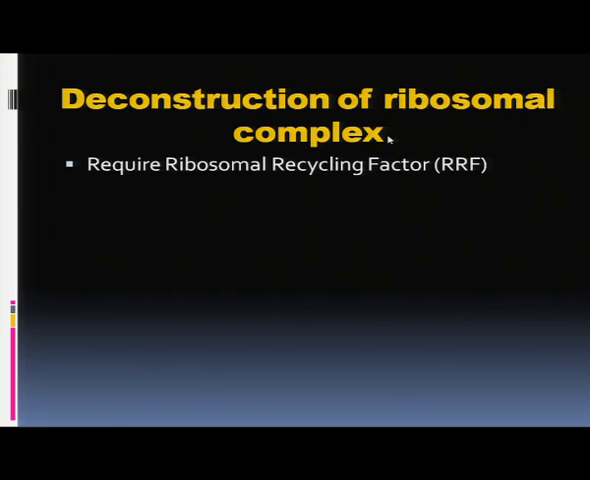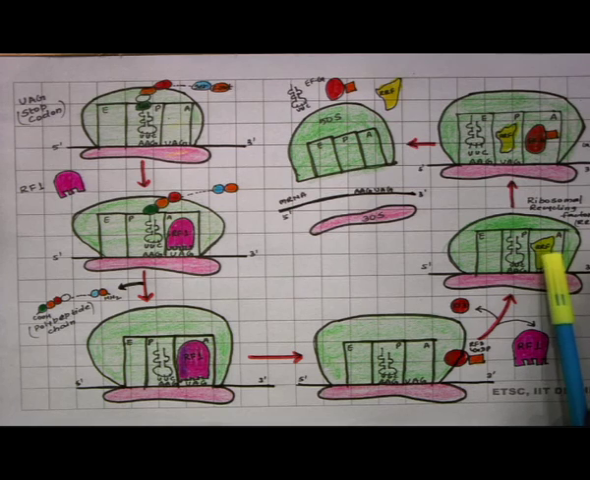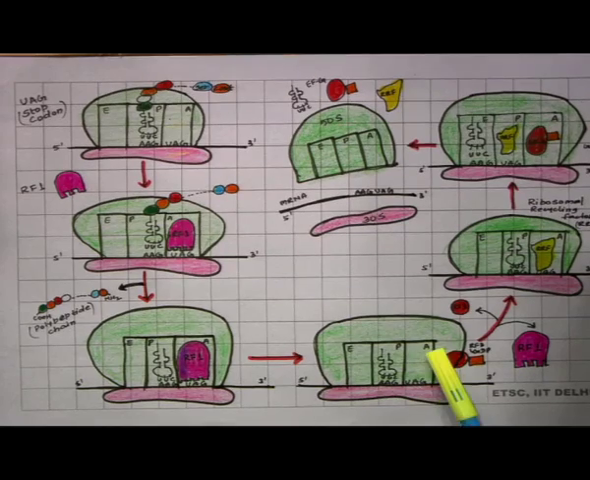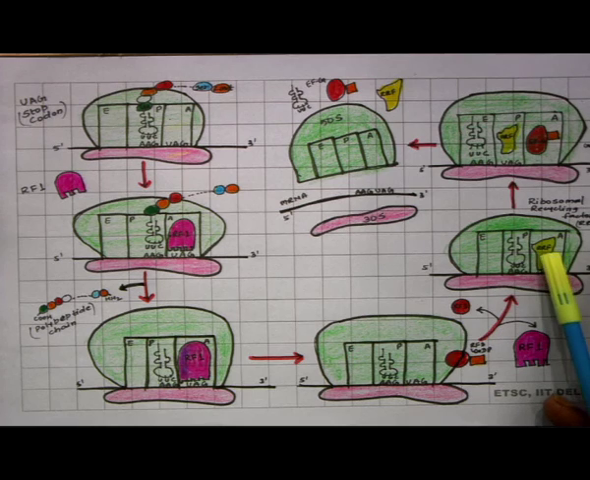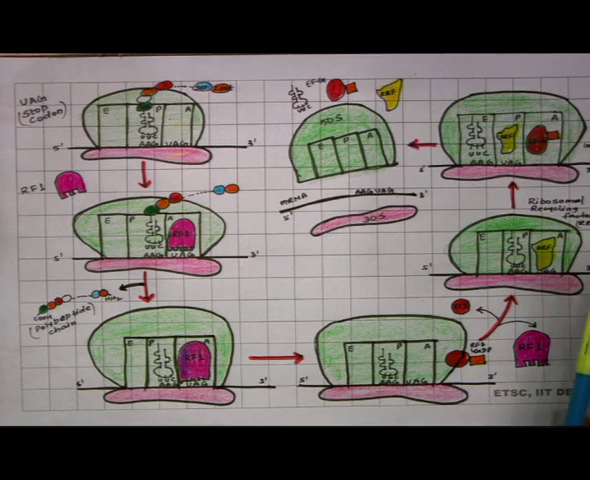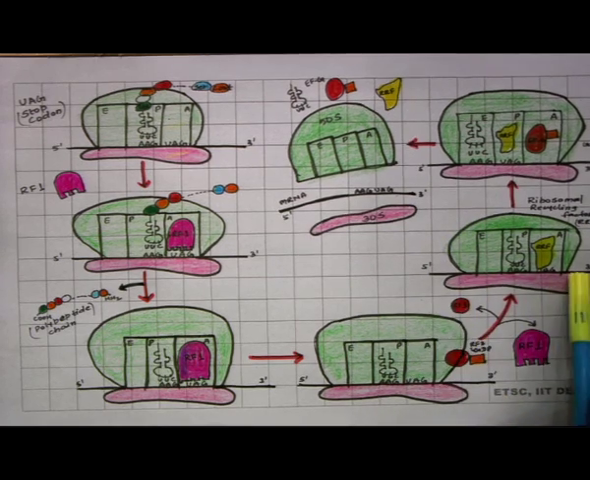So, deconstruction of ribosomes requires the ribosomal recycling factor. Here you can see it is the ribosomal recycling factor. This ribosomal recycling factor binds to the A site. As we know, the A site is free. Now, elongation factor G binds, causing translocation of the ribosome. With this complex, elongation factor G will be attached, and with the binding of elongation factor G, the whole ribosome will move one triplet codon ahead, that is, translocation of the ribosome.